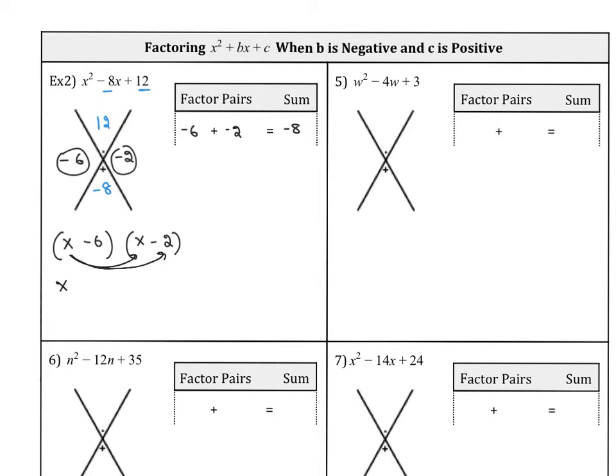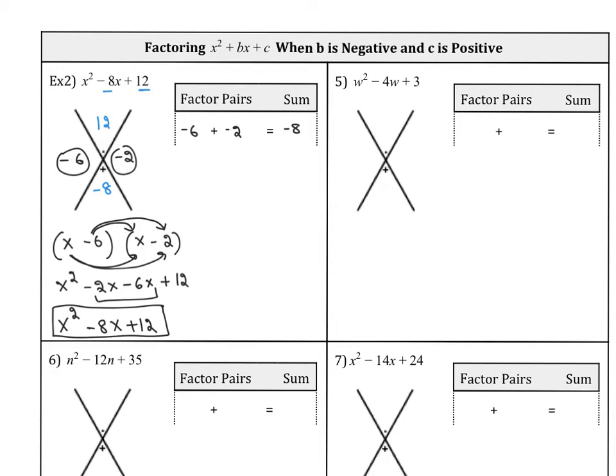So what you get here is x squared, x times negative 2 is negative 2x. And then you're going to get here negative 6x. Negative 6 times negative 2 is plus 12. When you combine the like terms inside, you get x squared minus 8x plus 12. So these are the right factors because when we multiply them, we got the same equation.